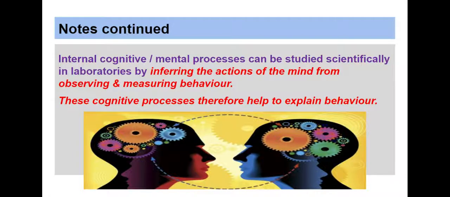Right, these notes are continued, and that's just saying that these cognitive processes can be studied scientifically in the lab by inferring the actions of the mind from observing somebody else's behavior and measuring their behavior. So these cognitive processes therefore help you explain somebody's behavior. So how somebody is thinking will therefore help explain why they behaved in that particular way.